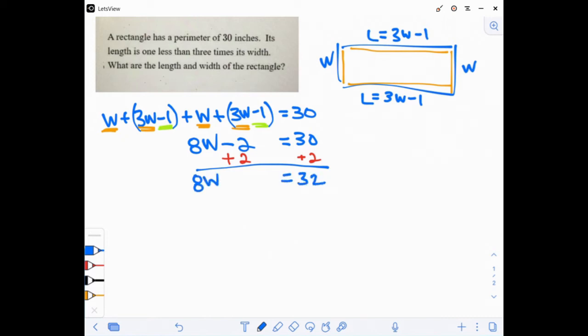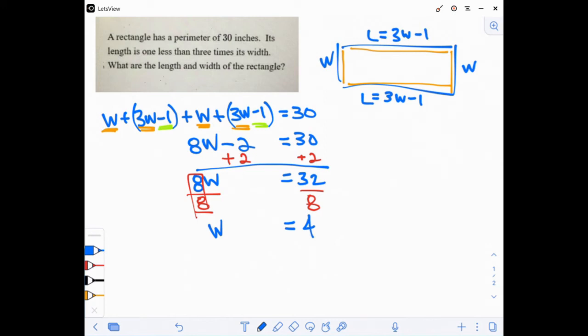But I don't want to know what 8 w's are, 8 widths. I want to know what 1 width is. That's going to help us find the dimensions of the rectangle. So I got to divide by 8. Right? Create that giant 1 right here. What I do to one side, I got to do to the other. So we're going to divide the other side by 8. So we're left with w on the left side equals 4, or in this case, 4 feet.